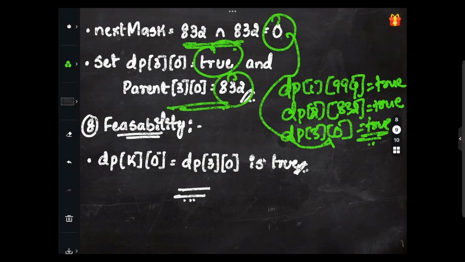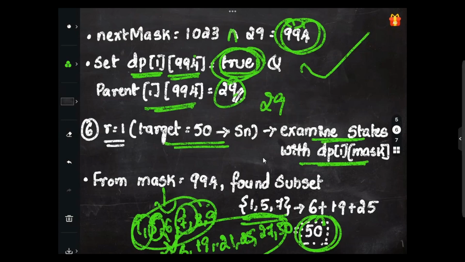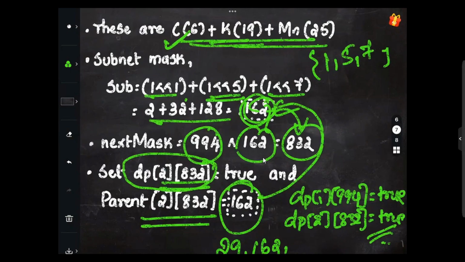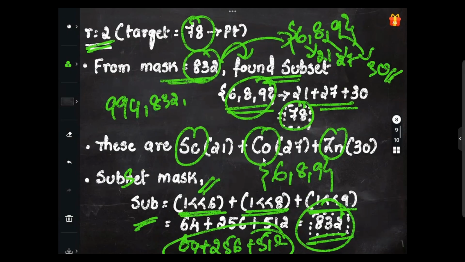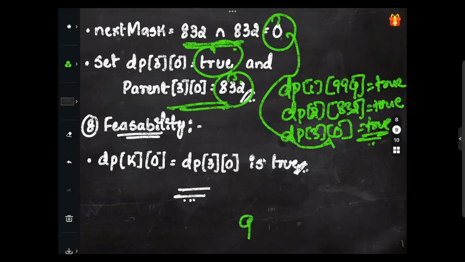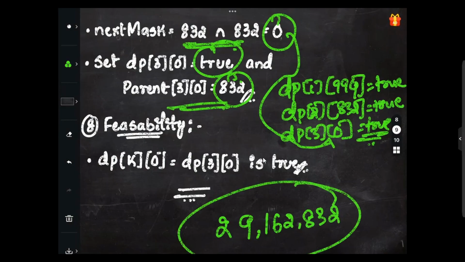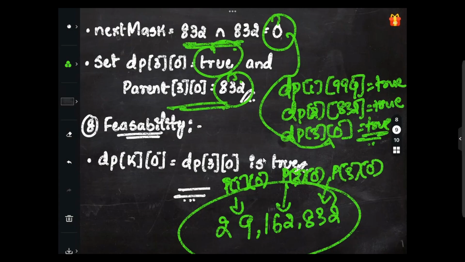Parent 3 of 0, again 832. So what are the values that we got here? For the first one, parent 1 of 994, we got 29. For the second one, we got 162, and the third one, 832, I think, right? So 29, 162, as well as the 832. I'll just write here: this one is nothing but the parent of 10, this is the parent of 20, and this is the parent of 30. Simple. 29, 162, as well as the 832.